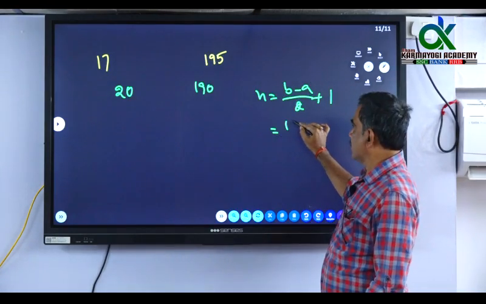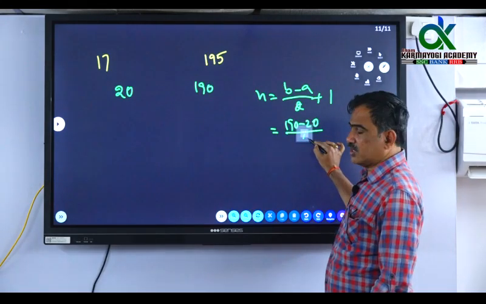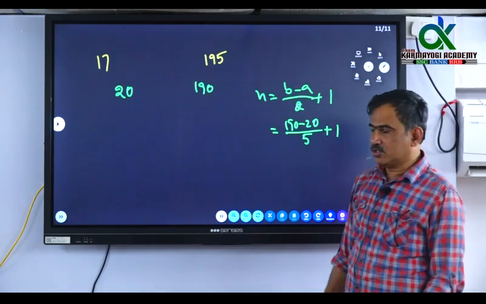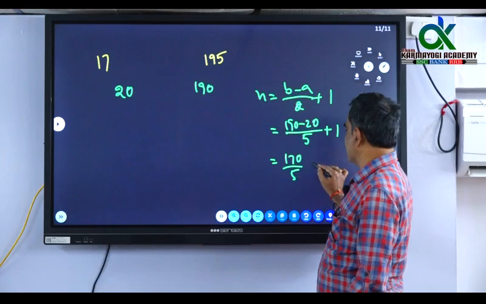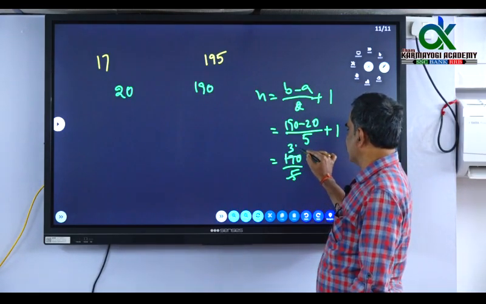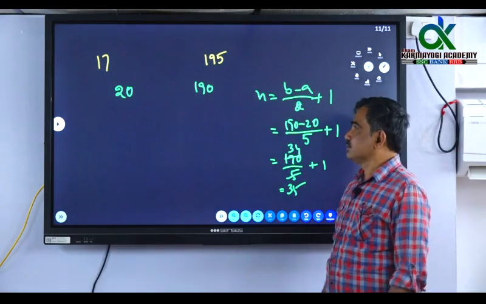What is B? 190 - 20, what is the common difference? 170/5 + 1. Why 5? They want multiples of 5, so the common difference is 5. So this is 170/5 + 1. 5 3s are 15, 20 is 5 4s. The number of terms is 35.